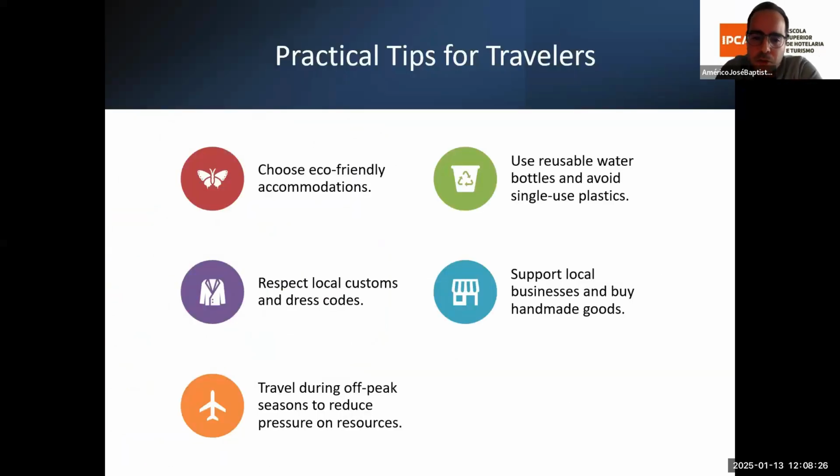Practical tips for travelers. There are many, like respect local customs and dress codes, travel during off-peak seasons to reduce pressure on resources, use reusable water bottles and avoid single-use plastics, and support local businesses and buy handmade goods.